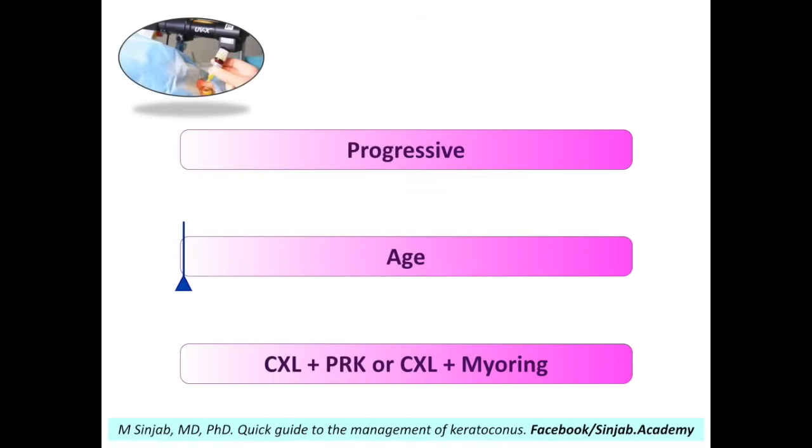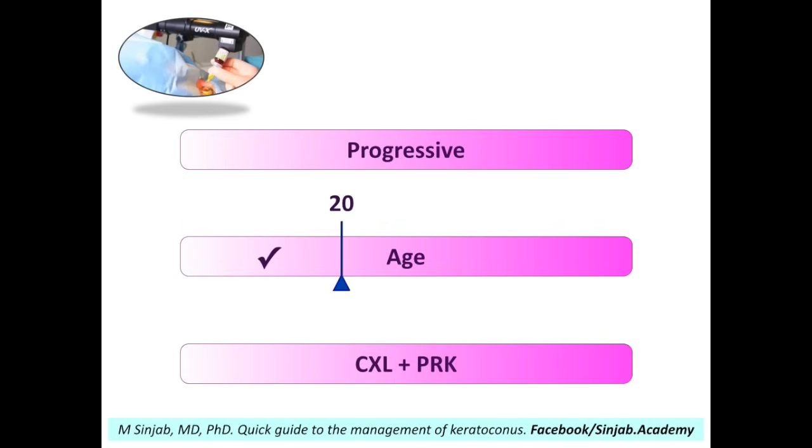Corneal cross-linking. Of course, it is used when the case is progressive and documented to be progressive. Also, regarding age, when the patient is under 20, there is no need to document progression. We have to go for corneal cross-linking if it is indicated for other reasons also.